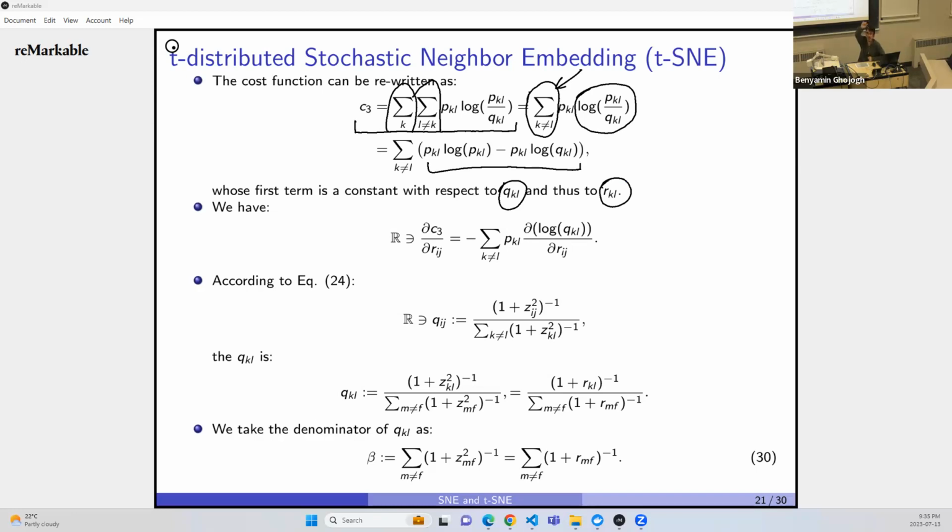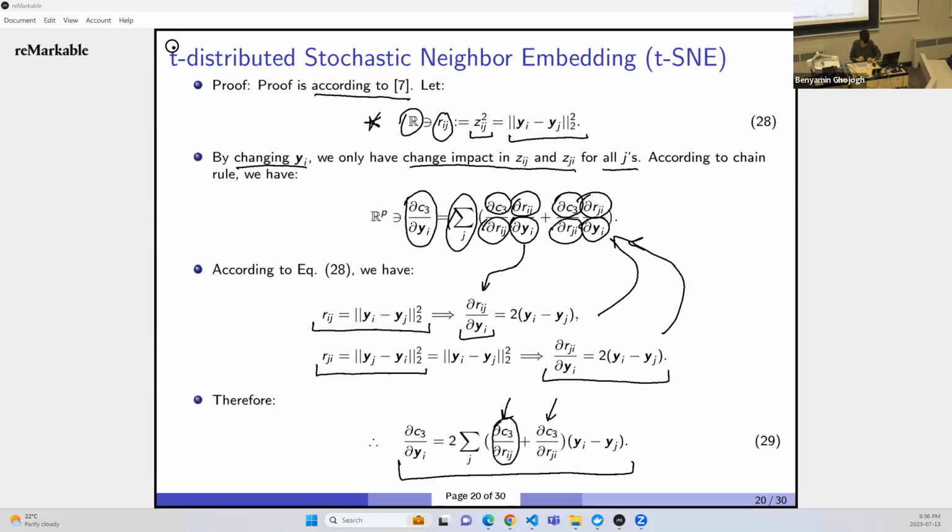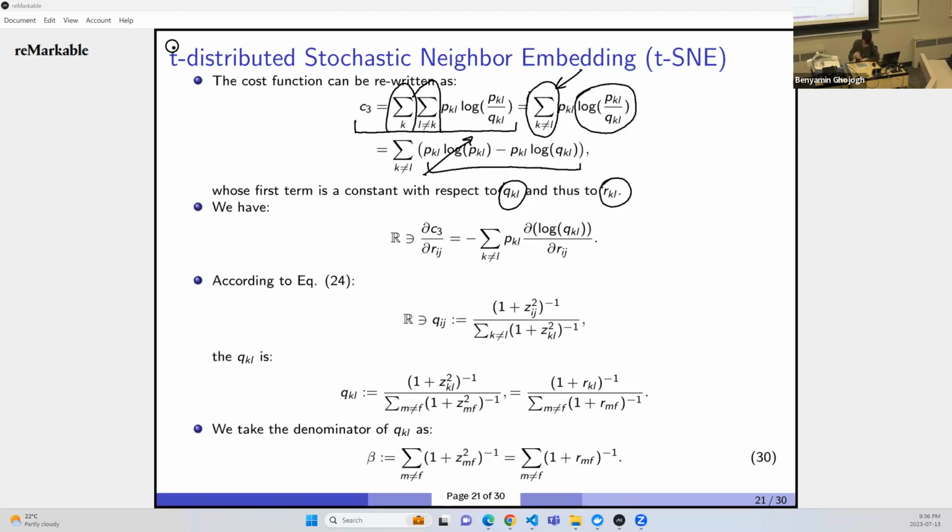If you change the optimization variable yi, does it change PKL? Does it change? Please tell me, guys. If I change the optimization variable, does it change the first term? No, the first term is the probabilities in the input space. It's fixed, right? So I can drop it. Therefore, for its derivative with respect to Rij, see here, I'm calculating this. With respect to Rij, the first term goes away and I only have the second term.